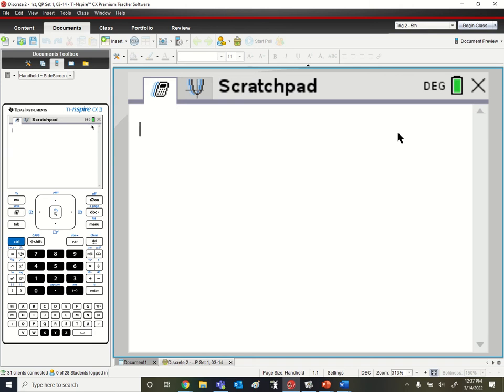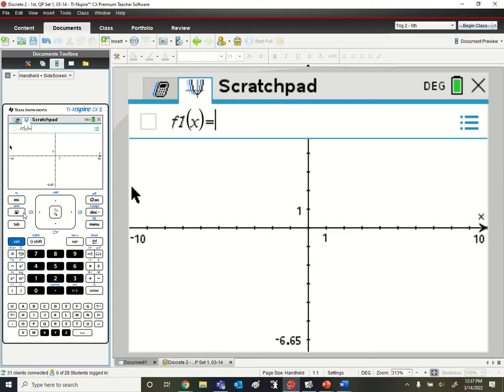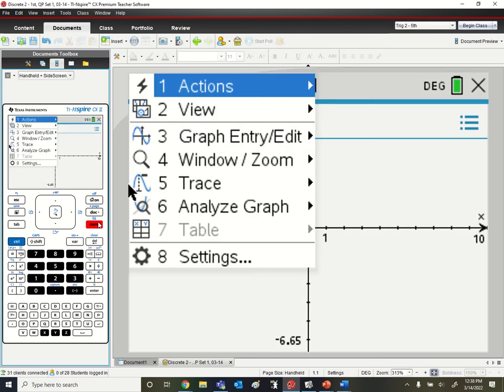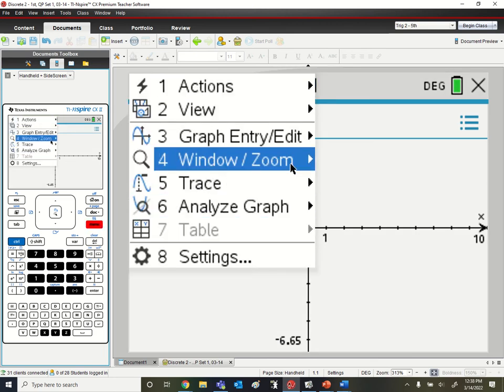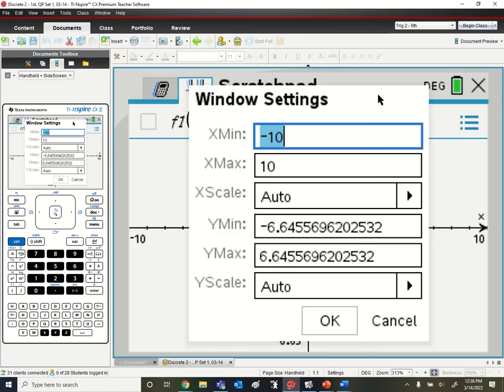Now, the next thing I'm going to do: I don't want this piece, I want the graph. So hit scratch pad one more time, and it's going to bring up my graph. Are we writing this down? Now, the next thing I'm going to do is set up my windows. So menu, window settings.